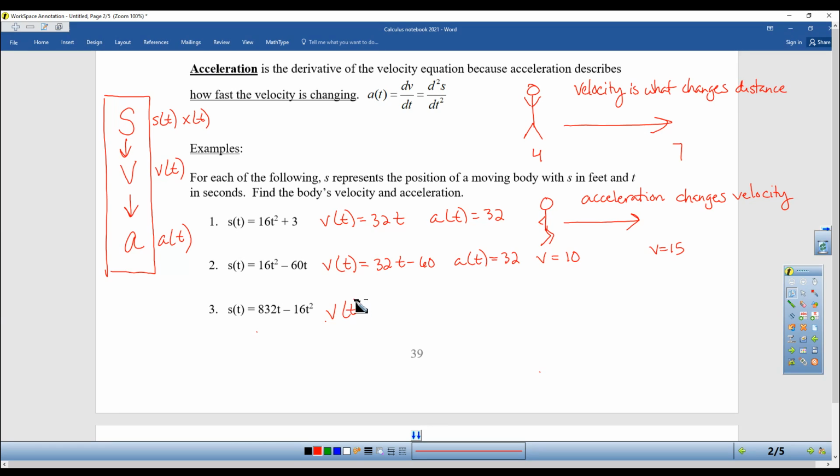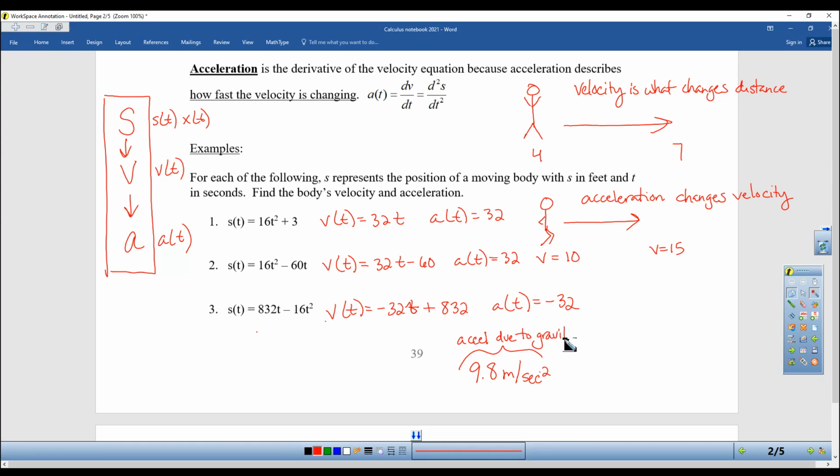On the last one, velocity is negative 32t, which means it must be going to the left or down, plus 832, and the acceleration is negative 32. So 32 came up a lot. This is probably not an important number in your world. I suspect you guys know 9.8 meters per second squared. This is acceleration due to gravity.